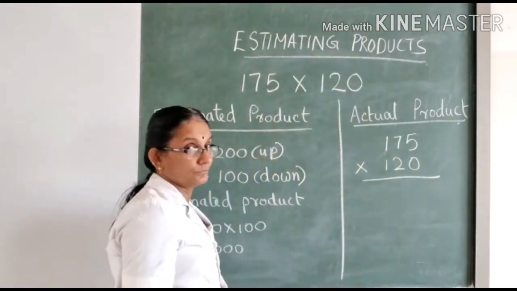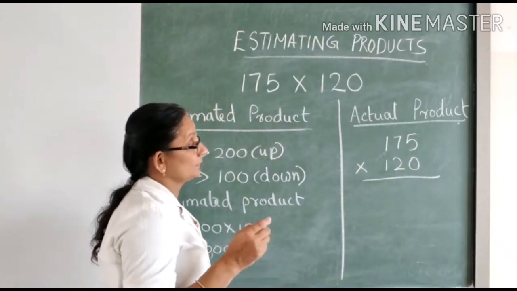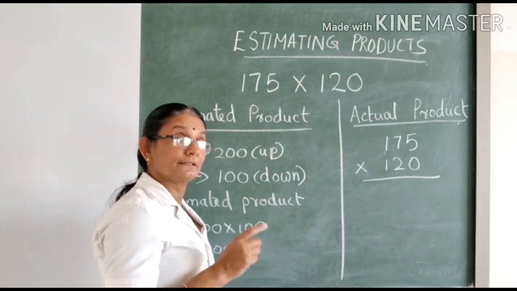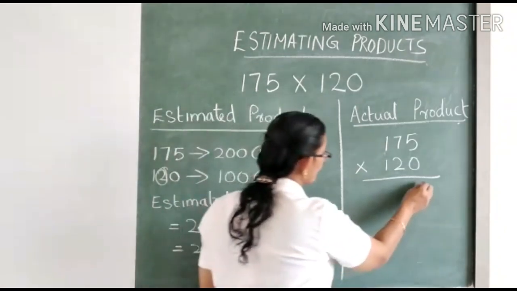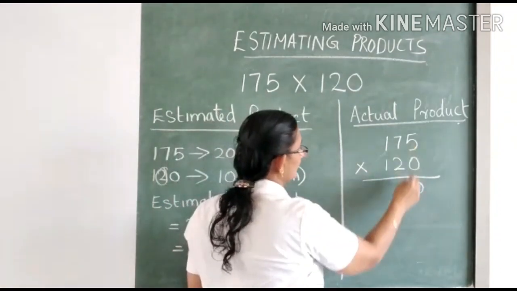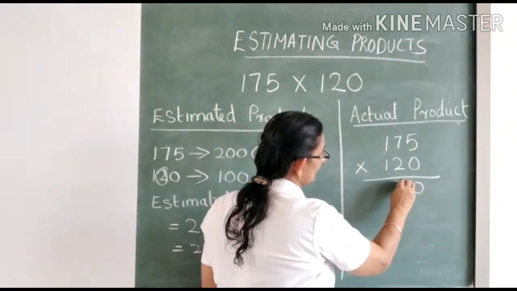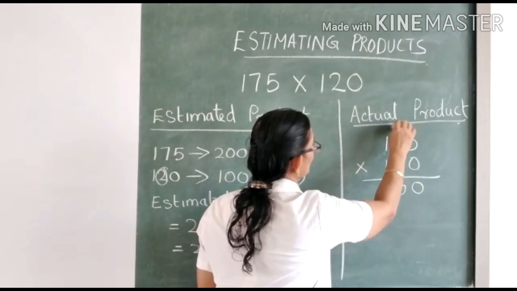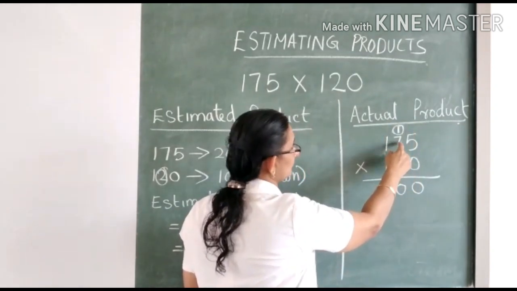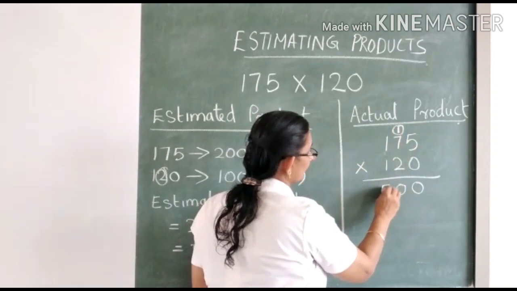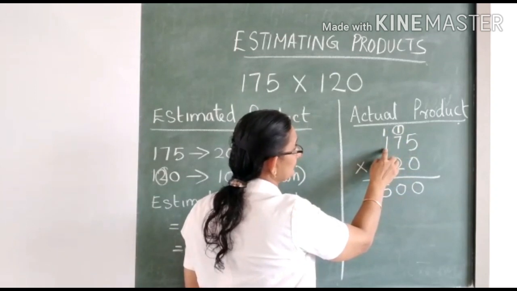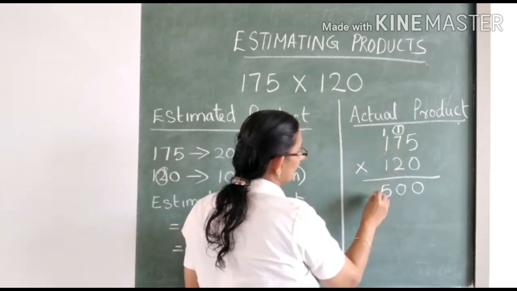Now let us multiply the number 175 with the digit 2 in the tens place. Do you remember what is the second step? Yes, when you are multiplying a number with a digit in the tens place, you have to put a 0 first. So now multiply 2 into 5 is 10. Carry it over. Next 2 into 7 is 14. 14 plus 1, 15. Again 2 into 1 is 2. Plus 1 will give you 3.